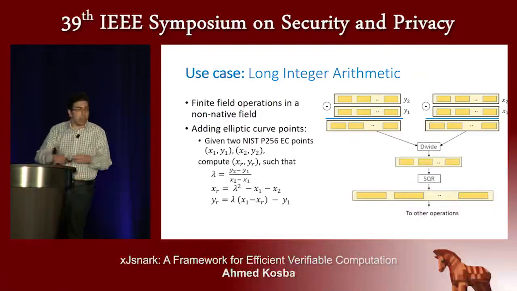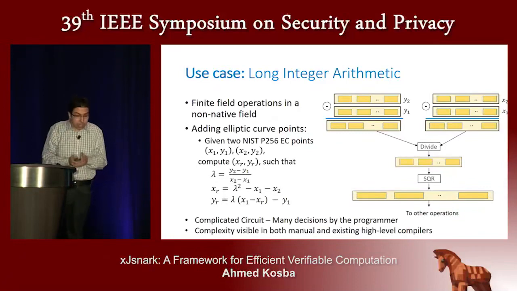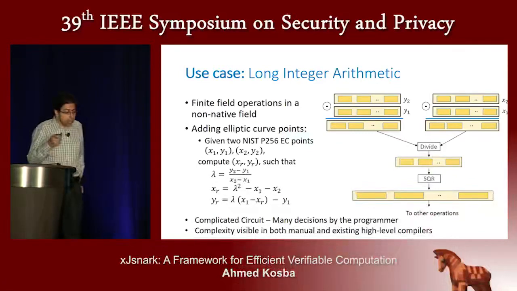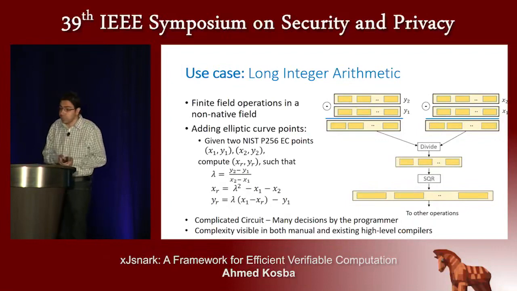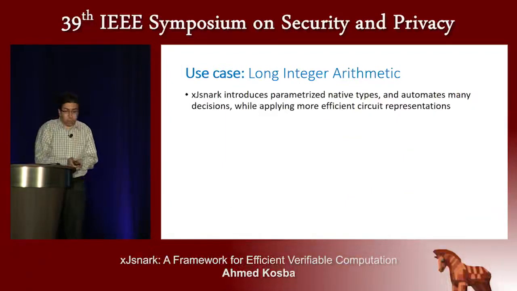And also there will be multiplication later, which is going to increase the bit width of these elements. The programmer will be responsible for choosing when to do mod operations to reduce the length of these elements. So as we see here, this is a very complicated circuit. There are many decisions by the programmer, and the complexity is visible in both low-level and high-level implementations. What xJsnark tries to do is to introduce parameterized native types and automate all of these decisions, while even having more efficient circuits than before.